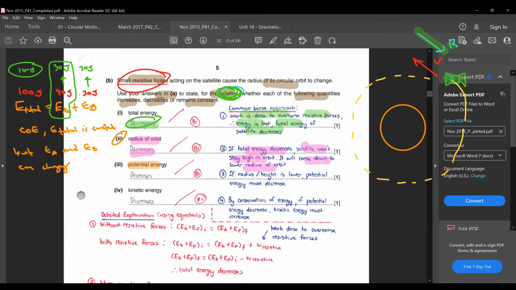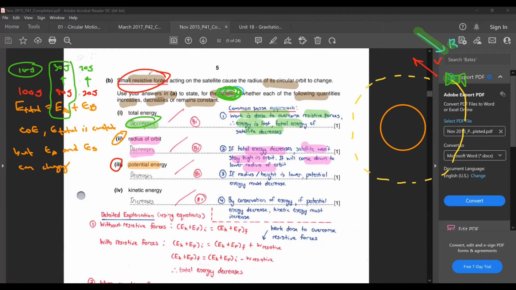Okay, so if you look at part 3, potential energy, if your radius or height is lower, obviously your potential energy must be decreasing. Okay, this one is number 1. So this one is the answer, potential energy decrease. And then what about your kinetic energy? This one, you can use conservation of energy. If one energy drops, which is GPE here, the other energy, which is kinetic energy, must increase. So kinetic energy increases here. Okay, so this one should be fine. All right, so far so good with this.